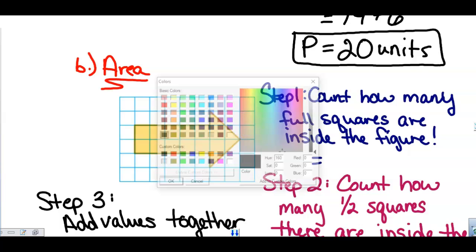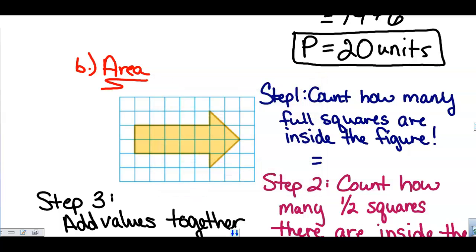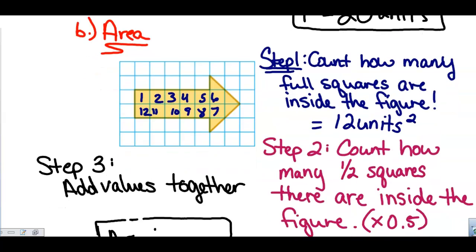So step 1. Full squares. Let's count. 1, 2, 3, 4, 5, 6, 7, 8, 9, 10. I count 12 full squares inside this figure. So there's 12 units squared. Okay, or 12 square units, you could think of it that way.